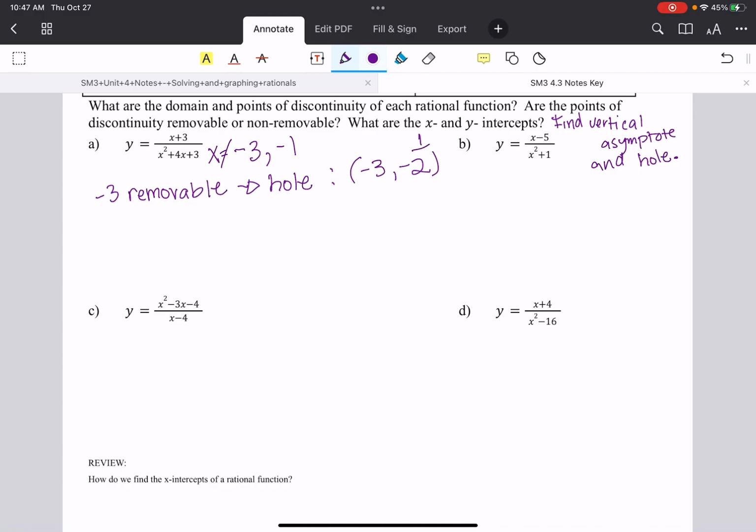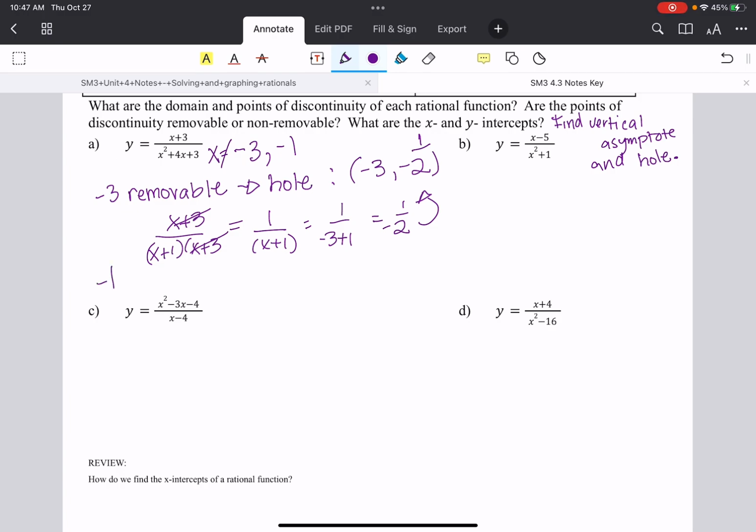Oh, guys, you're right. It's 1 over -2. When you reduce this, it equals 1 over x plus 1. Sorry, for those of you that I said it was right, it was because I was missing that 1. So this would be 1 over -3 plus 1, which equals 1 over -2. Okay, we good on that? So it's -1/2. -3 comma -1/2 is my hole.